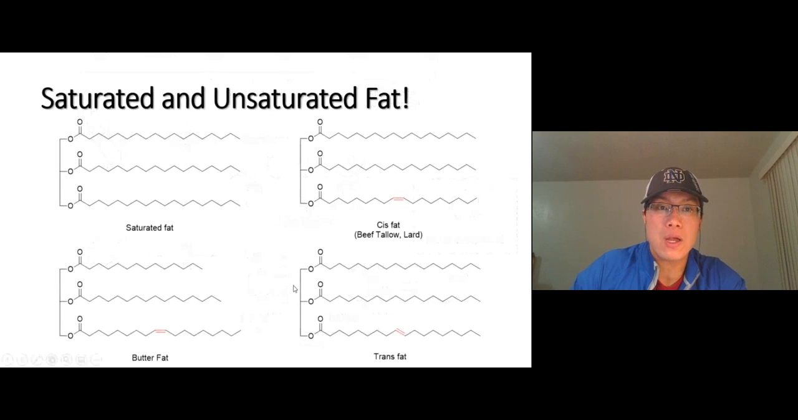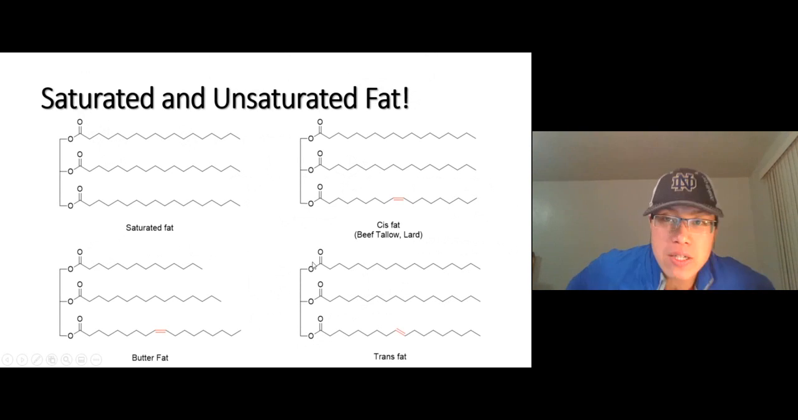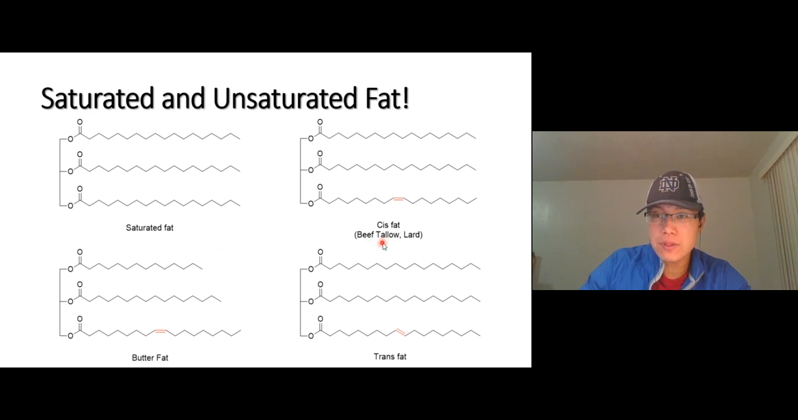All right, a little bit about application of an alkene. Again, one more time, let's see anything you're familiar with. So we have saturated fat, so all alkane, no double bond, right? We have unsaturated fat right here. We have cis fat because this is beef tallow. I don't know what that is. Lard. I don't think you guys use lard anymore.